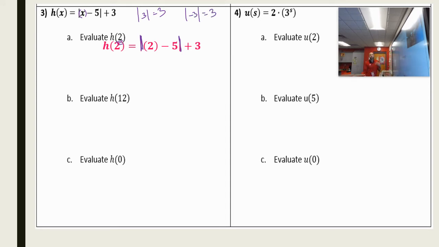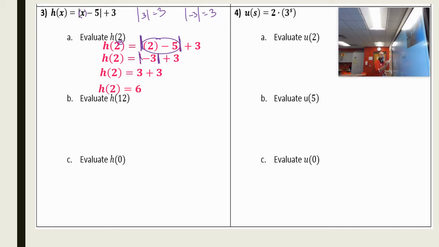So absolute value just gives you the positive value. So 2 minus 5, I'm going to evaluate the inside here. 2 minus 5 is negative 3. Absolute value of negative 3 is positive 3. And 3 plus 3 is 6.